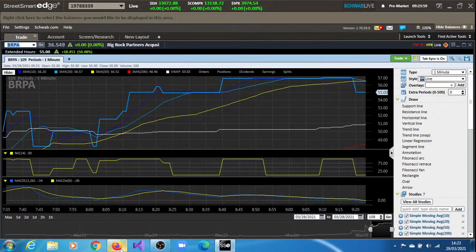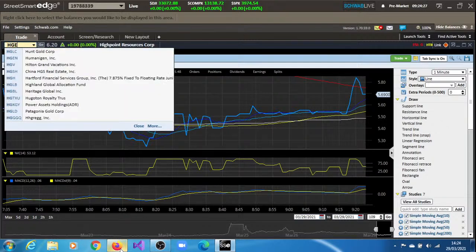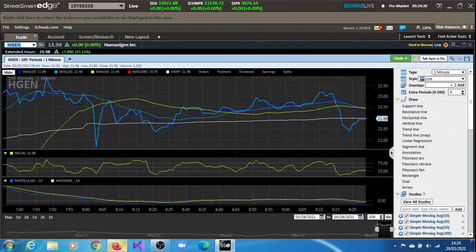Big Rock Partners up 50.48%. HPR is okay. It's gaining now. It was down 14% earlier on. Currently it's just losing only 8.23%. HGEN is up 57.68% now.